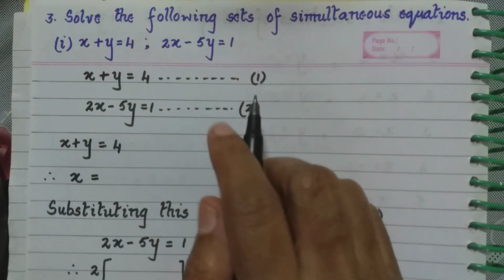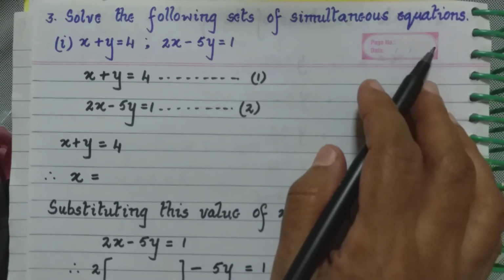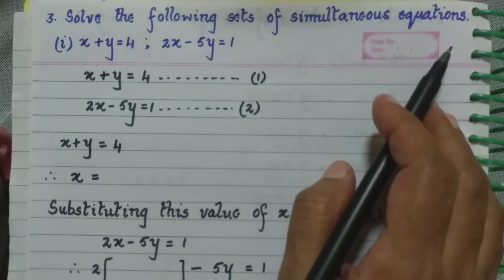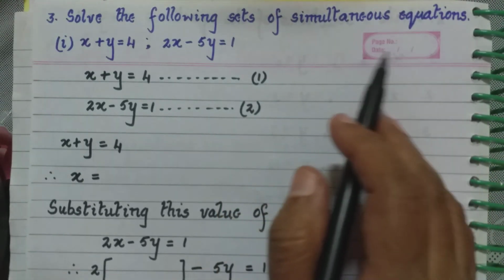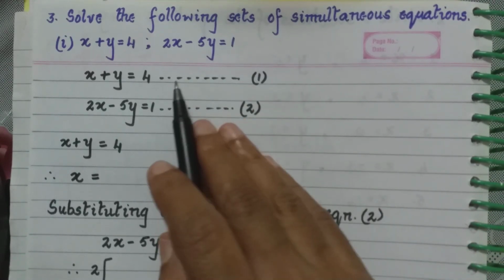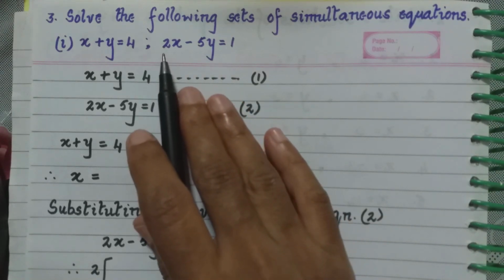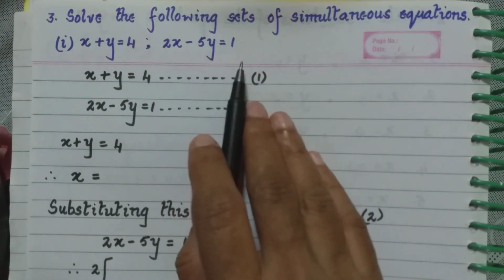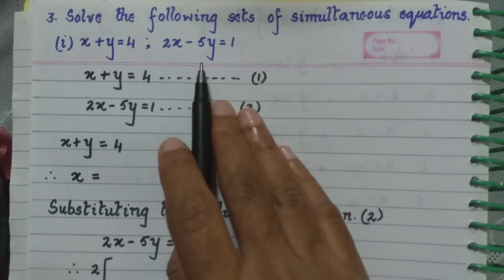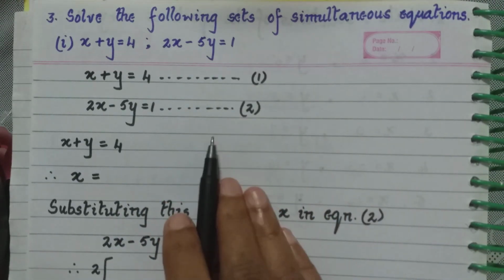Coming to question number 3, solve the following sets of simultaneous equations. Now, this word simultaneous was not introduced earlier. As you must have known or heard this word earlier, when we say simultaneous, it means that both the equations are present at the same time. And when we say solving, we are going to find what will be the value of x and value of y which will satisfy both the equations that are given.